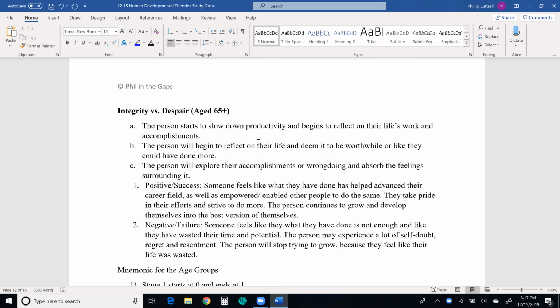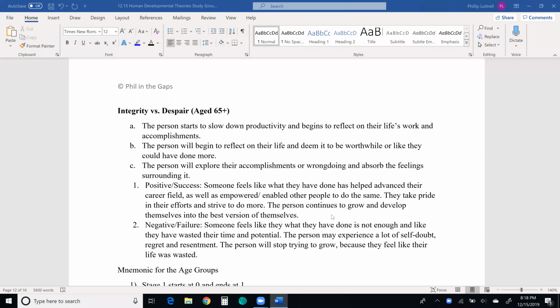So positive or success here is when someone feels like they have helped advance their career field as well as has empowered and enabled other people to do the same thing that they had destined to do in their life. So they take pride in their efforts and strive to do more because they're more motivated within their situation to get the job done. And the person continues to grow and develop themselves into the best version of themselves.